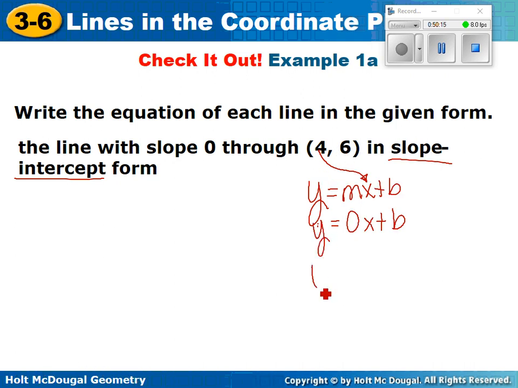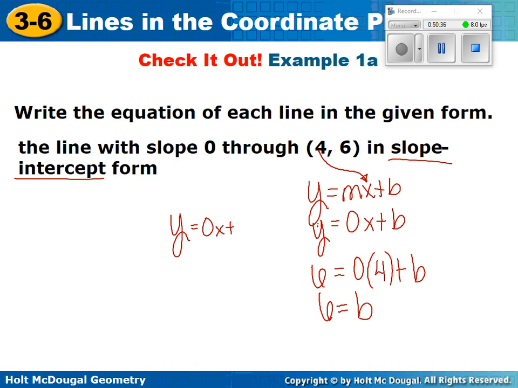So we have now 6 equals 0 times 4 plus b. What's 0 times 4? 0. So now we have 6 equals b. Okay, 0 plus b is just b. So that's our b. So our final answer should be... okay, and we could write it like that way, and I would give you credit, but what is 0x? Which means it's what? 0, and 0 plus 6 is 6. So our equation could be simplified down to y equals 6.